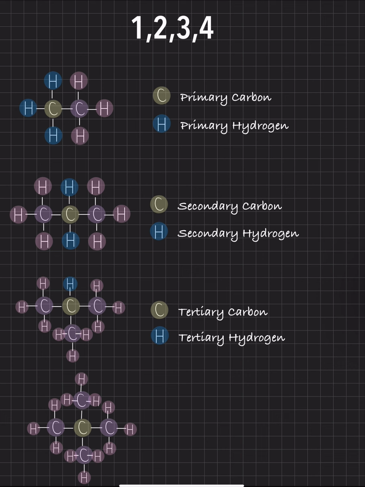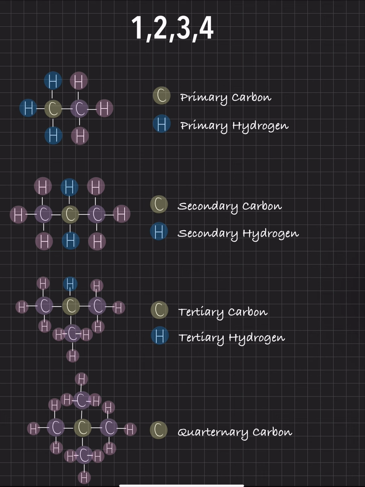But what you're not going to have is a quaternary hydrogen. That doesn't exist. And the reason is, again, carbon can only have 4 bonds. So if that yellow carbon is already bonded to 4 things, being 4 purple carbons, then where's the hydrogen going to attach? It won't have anywhere to attach because, again, carbon reached its max. It has its max limit, which is 4 bonds.